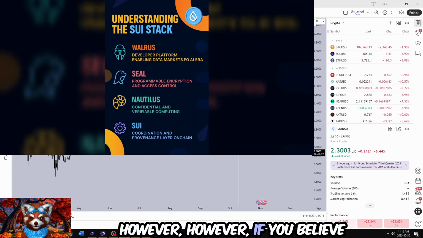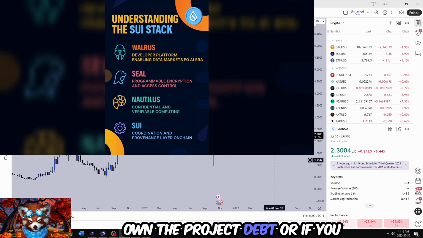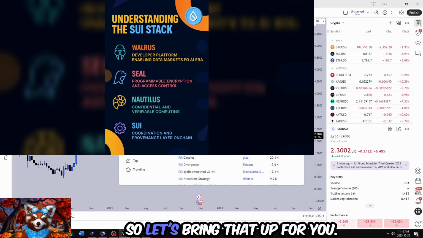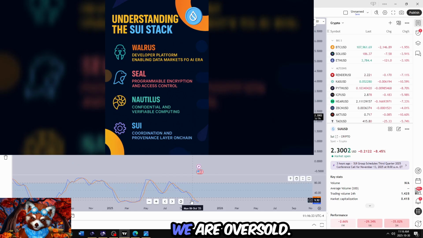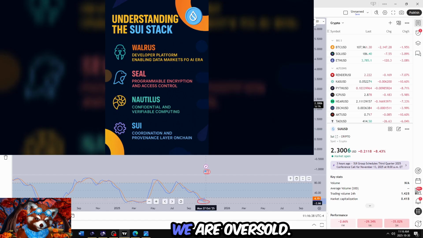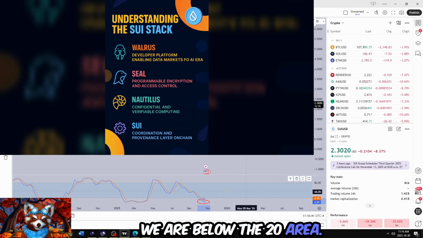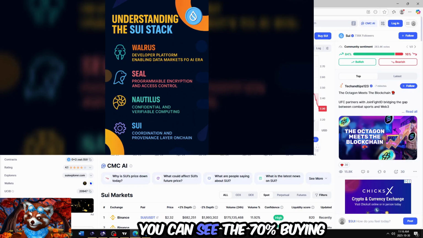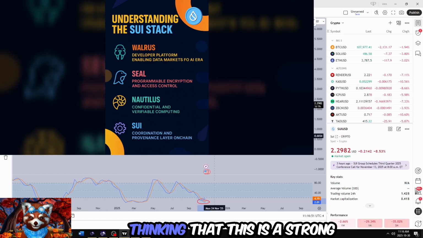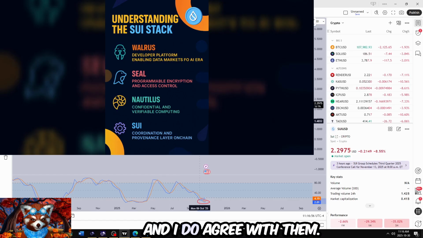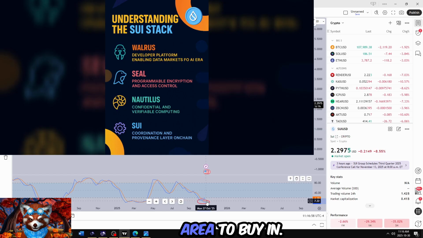However, if you believe in the project, if you don't own the project yet, or if you want to scale in, I think this is a good buying opportunity. A lot of you guys like the RSI, so let's bring that up for you. We are oversold. As you can see at the bottom of the screen here, we are below the 20 area. And that is probably why on CoinMarketCap, you can see the 70% buying pressure, because people are thinking that this is a strong area to buy in. And I do agree with them. I think this is a strong area to buy in.